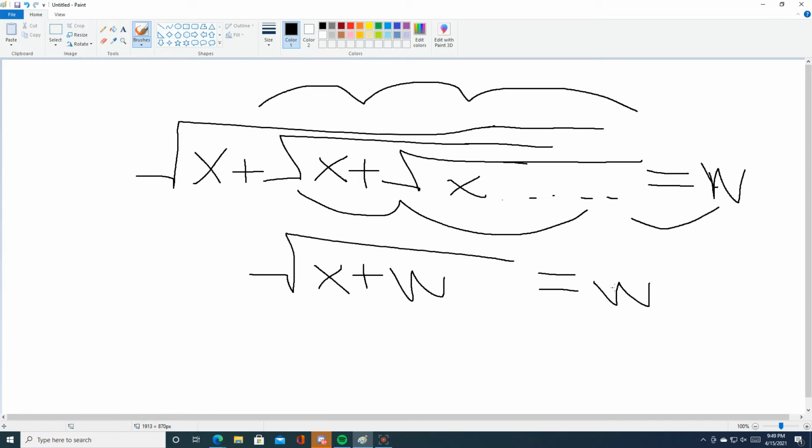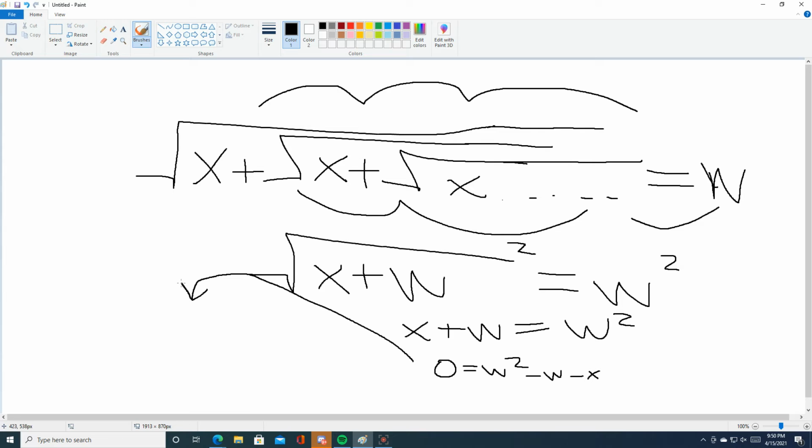Then what do we do to solve for w? Well, first, order of operations, we square both sides. So we remove the square root because we're squaring this and we're squaring this. So we get w squared. Then we can take it all to one side so we get a quadratic equation. So we're going to have 0 equals w squared minus w minus x. Okay, so we have our quadratic formula now, right?